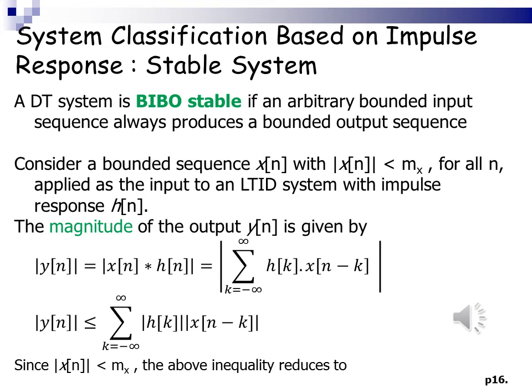Then the output magnitude can be given as follows, using the definition of convolution, again using the commutative property, and applying mod for all. So mod of y of n is equal to mod of x of n convolved with h of n, which is mod of summation k goes from minus infinity to infinity h of k into x of n minus k. Now we have a term in the form of magnitude of the sum. So first you add all the values and then take its magnitude. That is what this equation says.